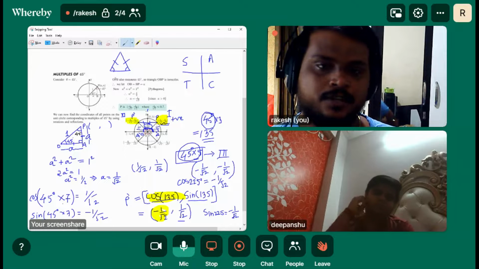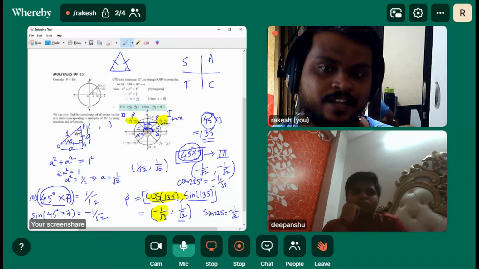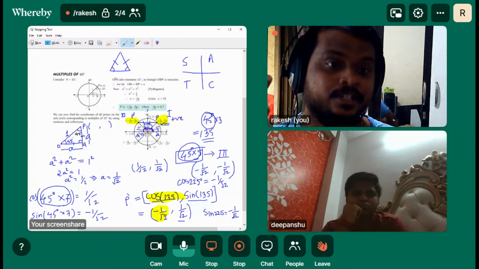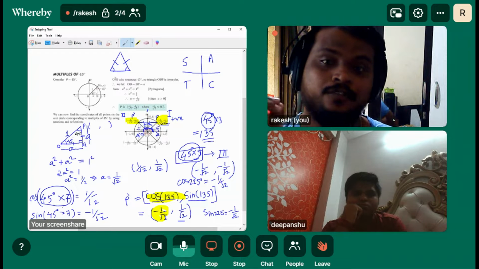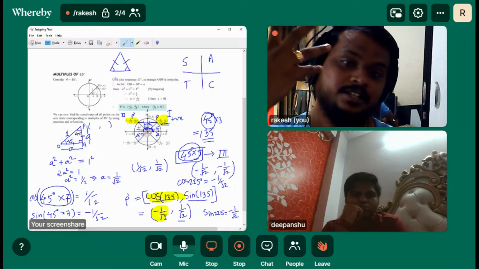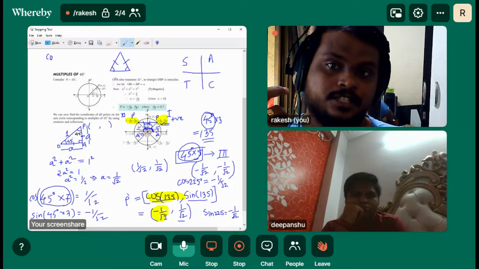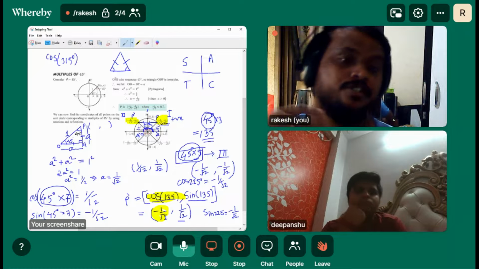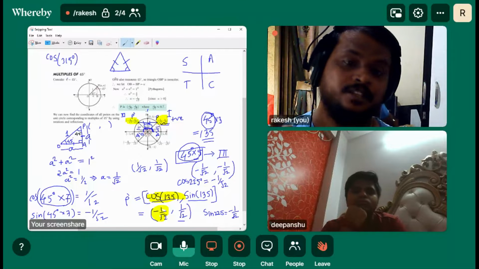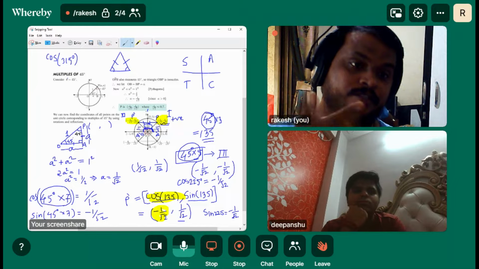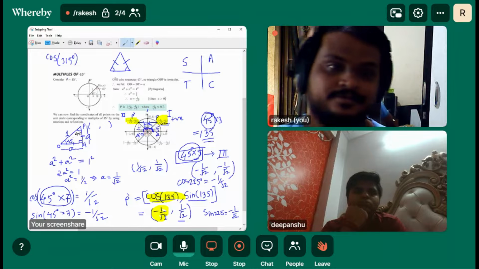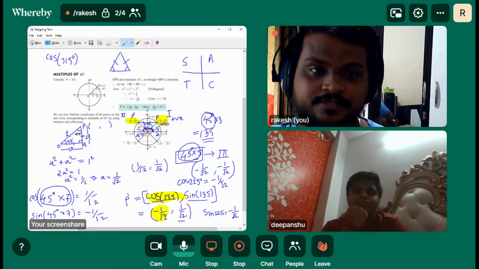So see, it's so amazing. You could find out the cos value without referring to anything, without a calculator. You could easily find the value of cos of 45 into 7, that is cos 315. Isn't it amazing? You could directly tell me the value of cos 315. You can verify that by calculator, right?